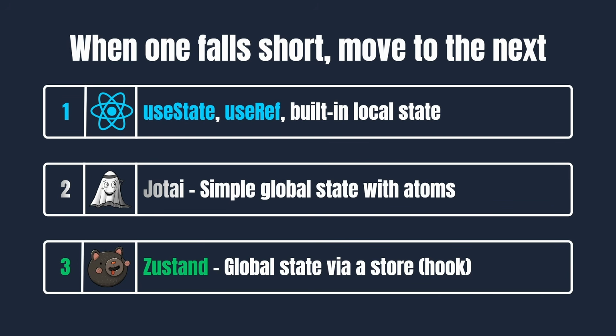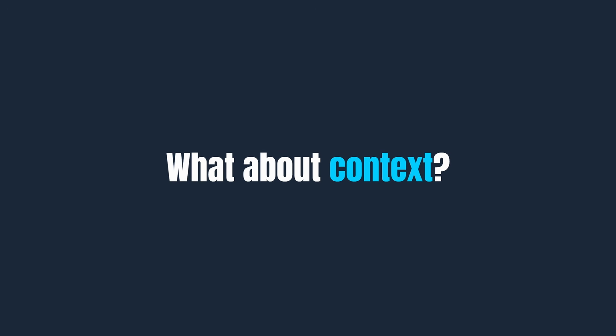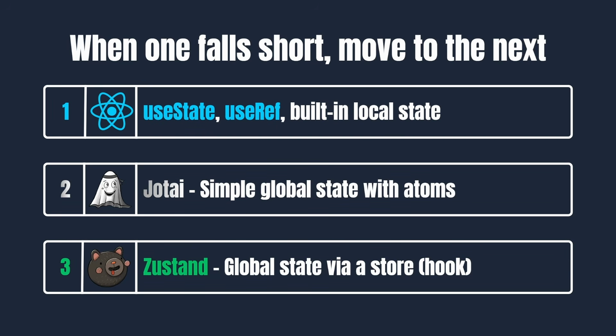And one last thing you might be wondering, what about context? And I'll be honest with you, I don't use context all that much anymore. I found that in a lot of cases where I've used it before with just 1 or 2 values, Jotai atoms do the job just as well with way less code. And the times where I have a lot of values in a provider, like a whole store, Zustand just does the job better as well.